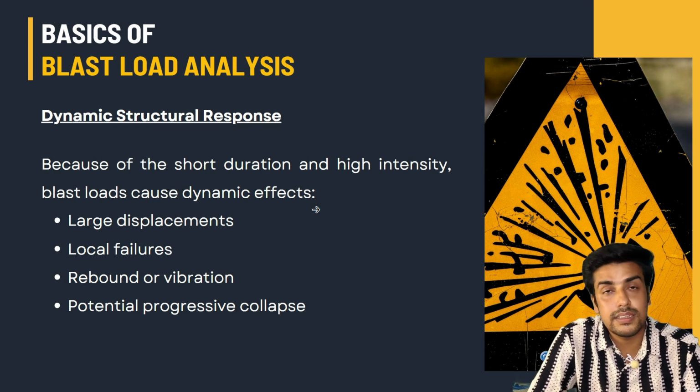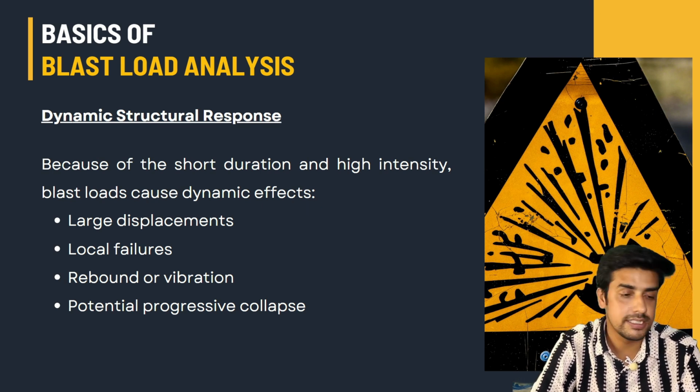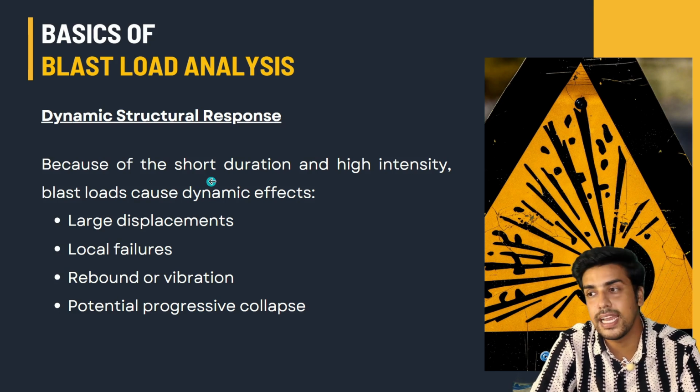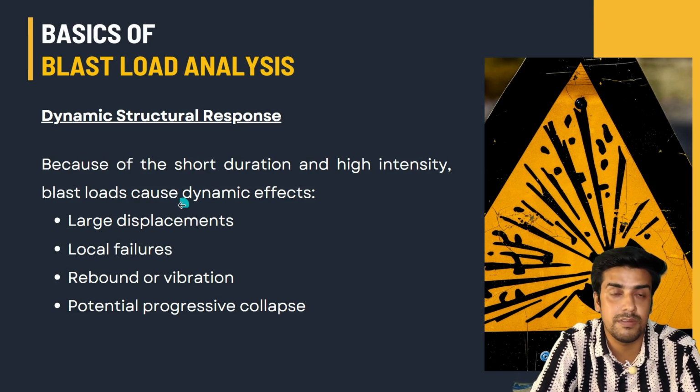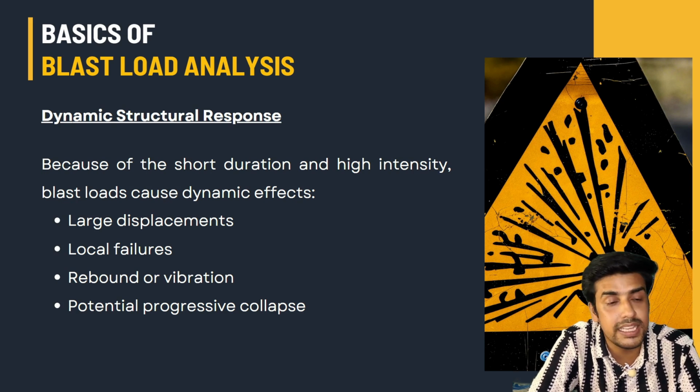what other things are going to happen in this particular case. The first thing is the dynamic structural response. We are going to have very large displacements in this impact load case. We are going to have local failures, like one of the columns is going to fail but the others are going to be there. Then there are going to be rebound or vibrations, that is the generation of vacuum and suction. Potential progressive collapse is going to be there. So all these things are going to be there in our impact load analysis or this blast load analysis.